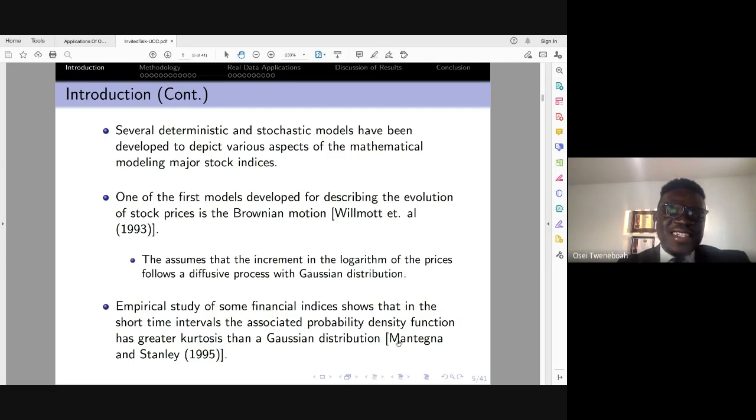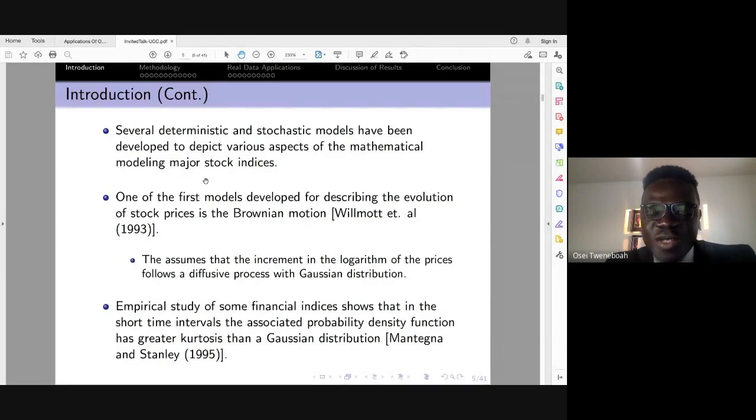So several deterministic and stochastic models have been developed to depict the mathematical modeling of major stock indexes. When we say a stock index, the key word here is major. I'll talk briefly about the US stock market, and then I'll also talk about the Ghana stock market.